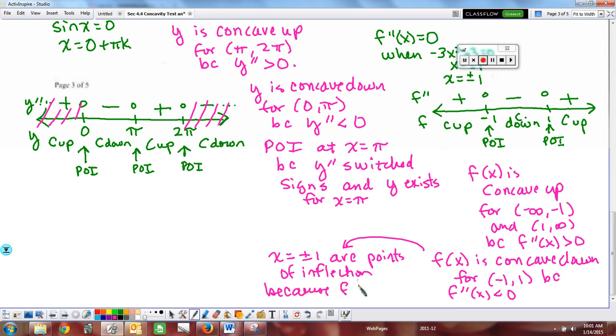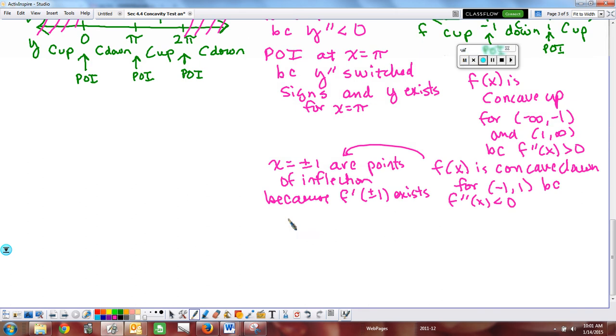because f prime of plus or minus 1 exists, and f double prime of x switches signs at x equal to plus or minus 1.